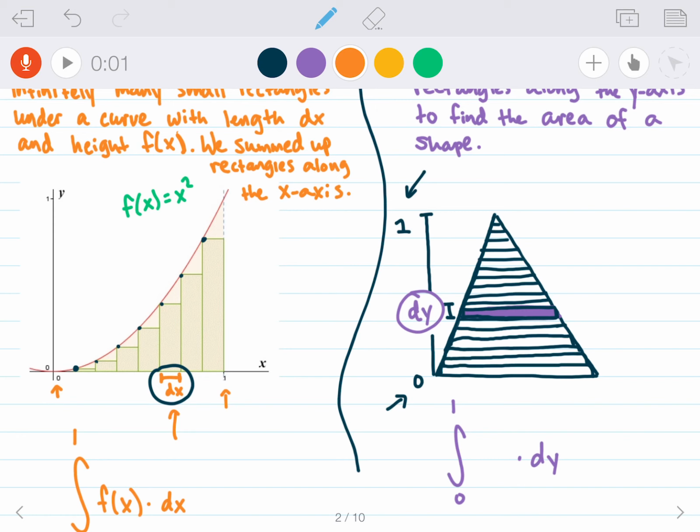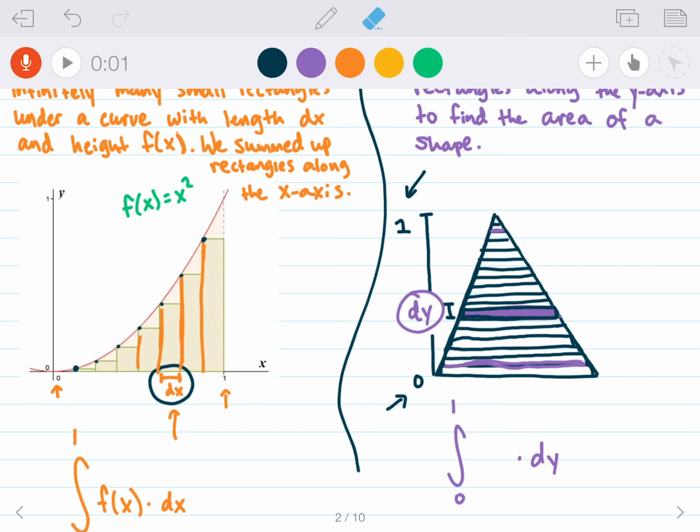If we look to the left at our Calc 1 example, the height of these rectangles is constantly changing from point to point on the curve, right? And that's true in this curve too, right? We start out with a pretty small height, and then eventually we get a relatively high height.